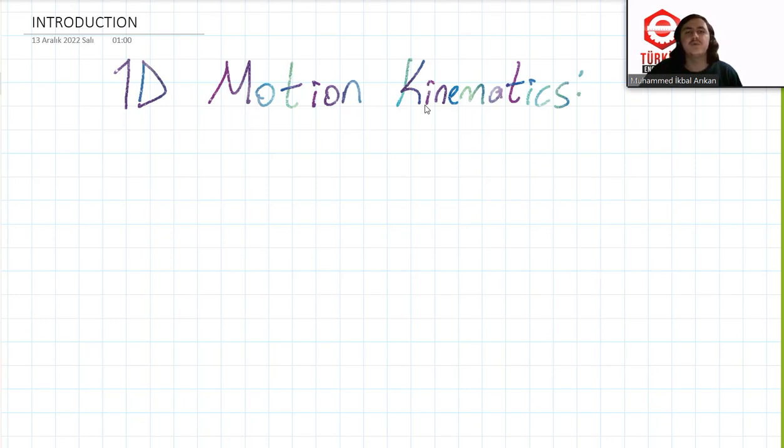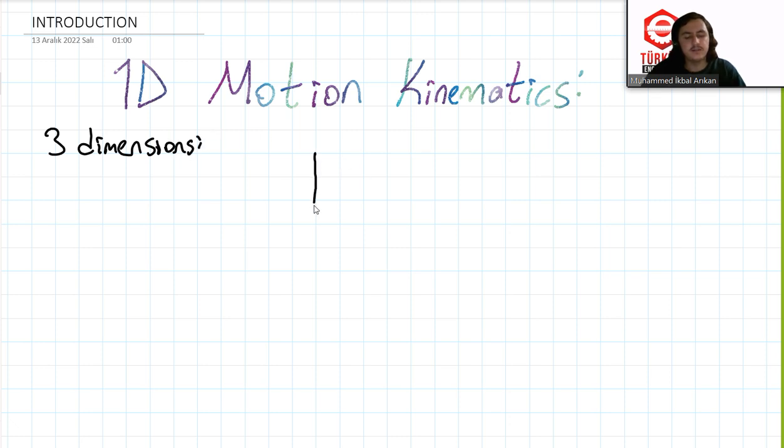In this lecture, we are going to study one-dimensional motion kinematics. So let's start by explaining each of these words. We will start with one dimension. What are dimensions? In space, we have three dimensions.